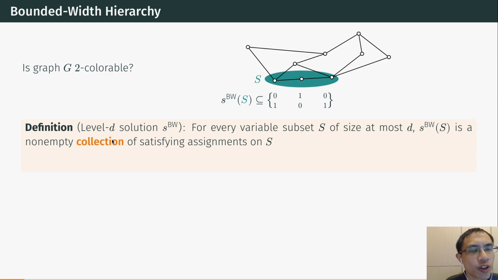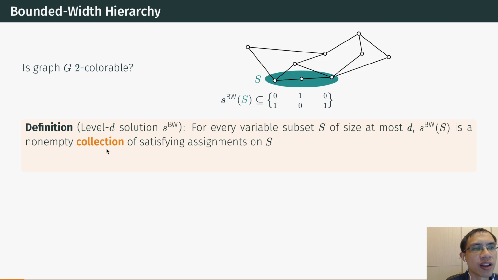In a level d solution of the bundle width hierarchy, to every small subset of variables, we pick a non-empty collection of satisfying assignments. In this example, consider this subset S as shown in this graph. There are 2 assignments satisfying all the edge coloring constraints on S, namely the assignments 010 and 101. That means we need to pick a non-empty subcollection of satisfying assignments from among these and assign it to S. We have to do this for every small subset of variables.